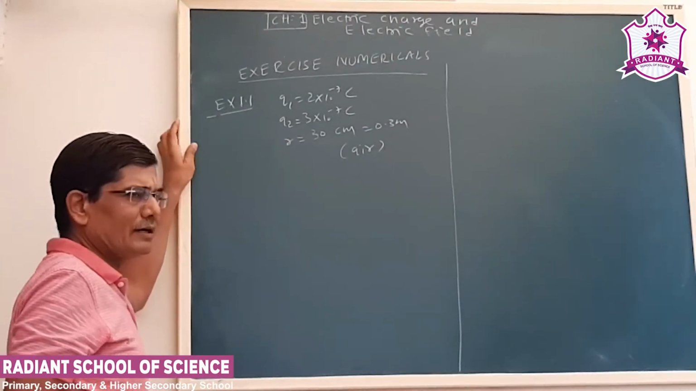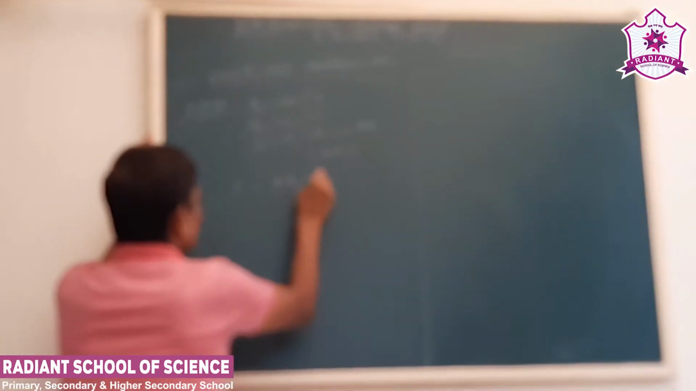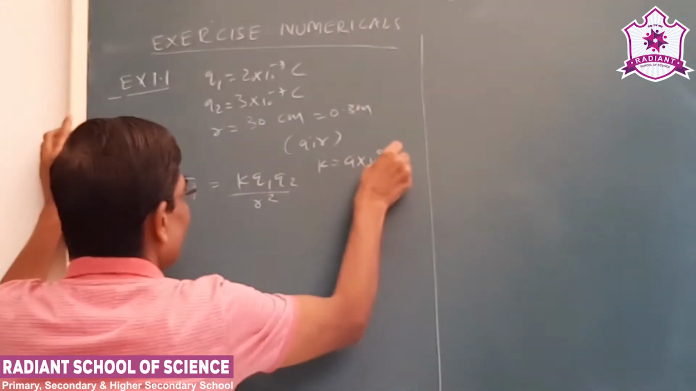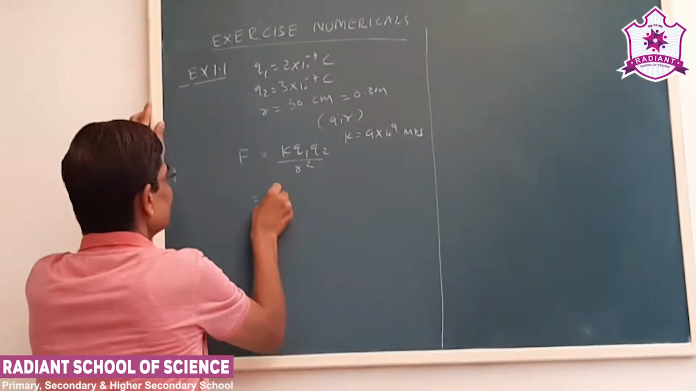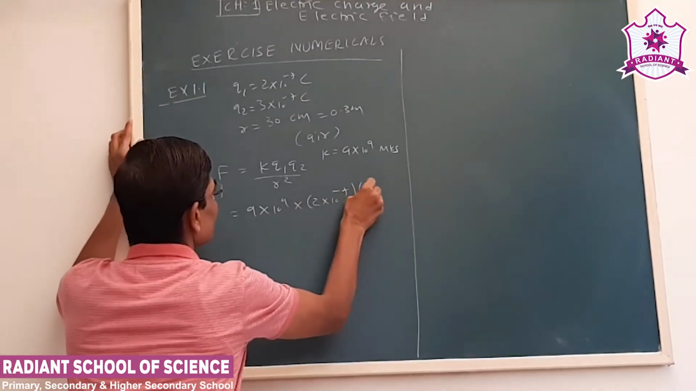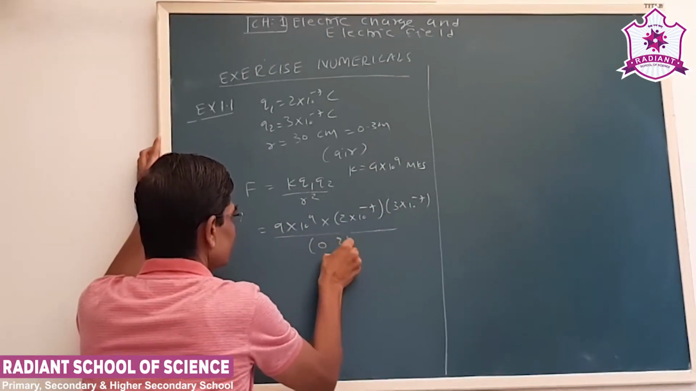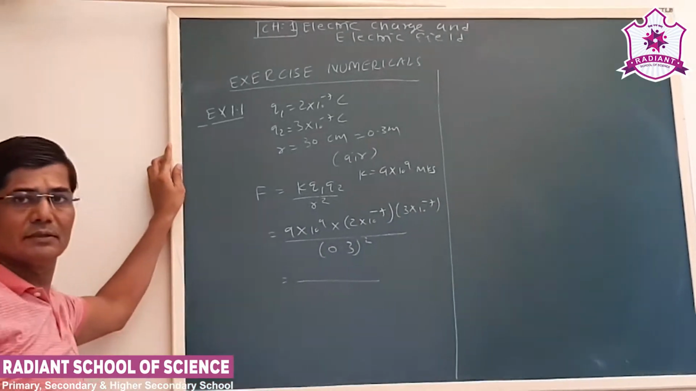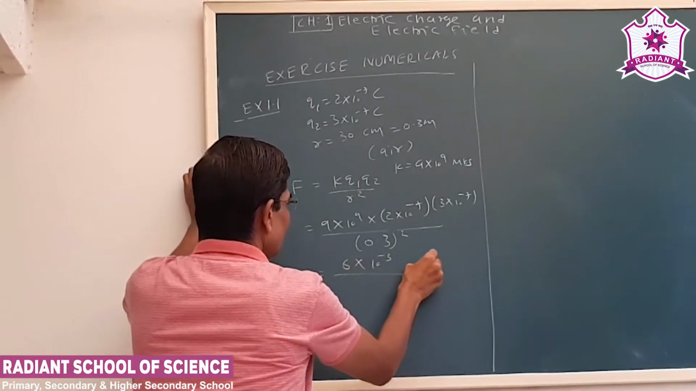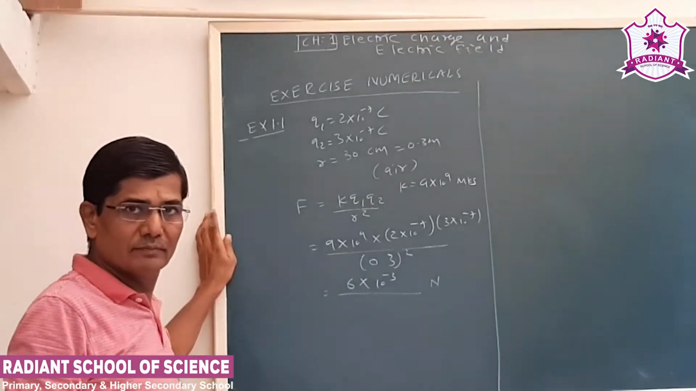Right now we will use the scalar form. F is equal to kq1 q2 upon r square. Now k is 9 into 10 to the 9 in MKS units, so that is 9 into 10 to the 9. The distance is 0.3. Now if we solve this, we'll get 6 into 10 to the minus 3. This is the answer for exercise sum number 1.1.